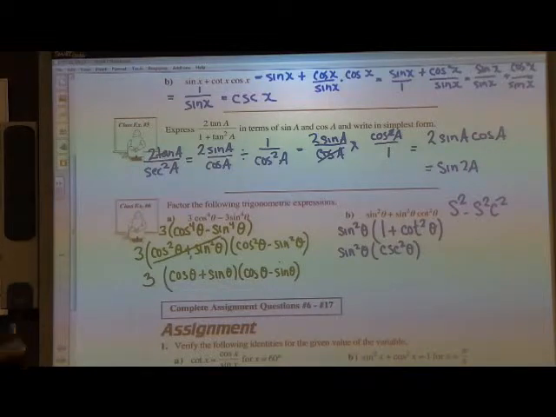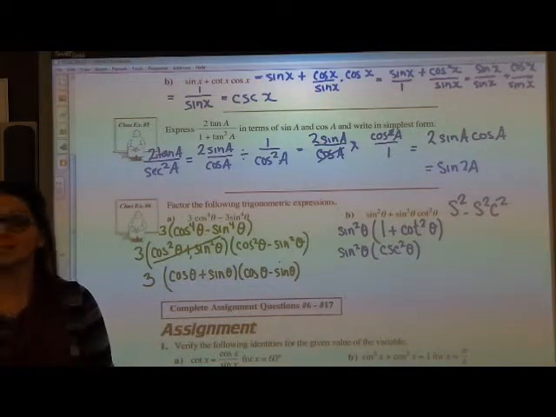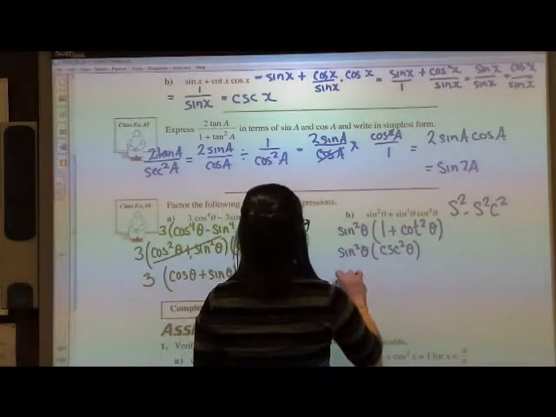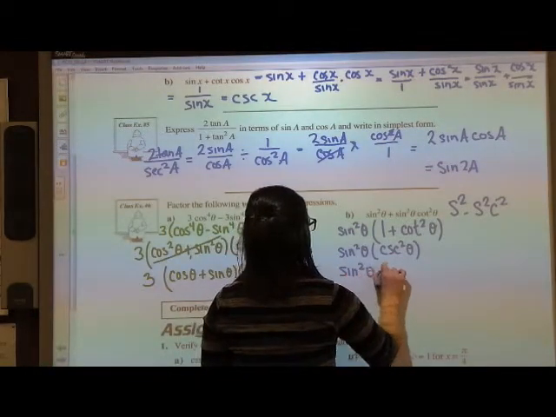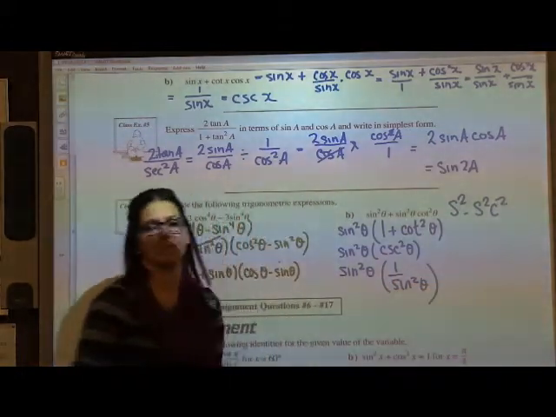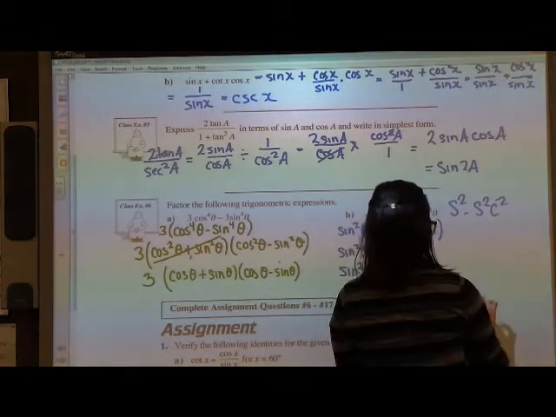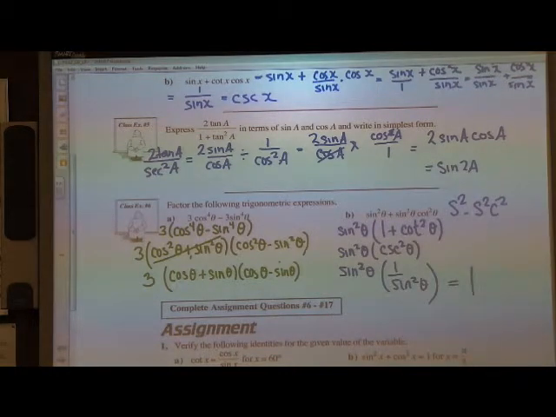What's cosecant? I know for sine squared theta. Cosecant is 1 over sine squared. What happens when I take sine squared and multiply it by 1 over sine squared? I get 1. It's kind of cool. I started off with a whole bunch of stuff and I ended up with 1.